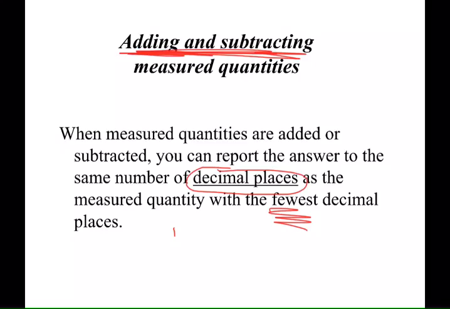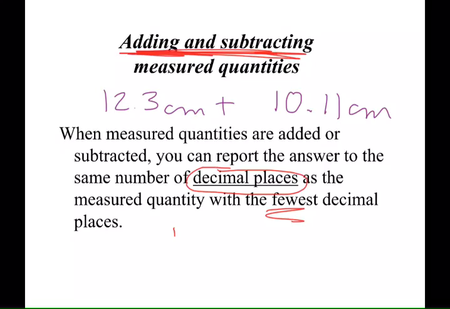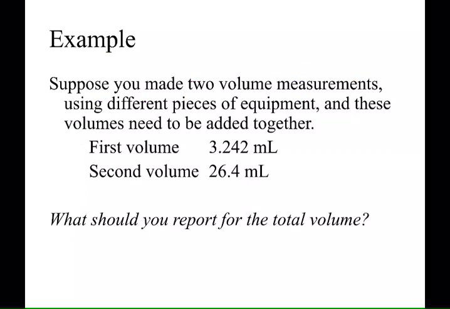And what I mean to say is, I'll go ahead and just jump in and do an example. If you have 12.3 centimeters and you're going to add 10.11 centimeters, we would count decimals, and here I've got 1 decimal and here I've got 2 decimals, so I need to round my answer to what? 1 decimal. That's all it is. Okay. I'm going to kind of show you why that is.